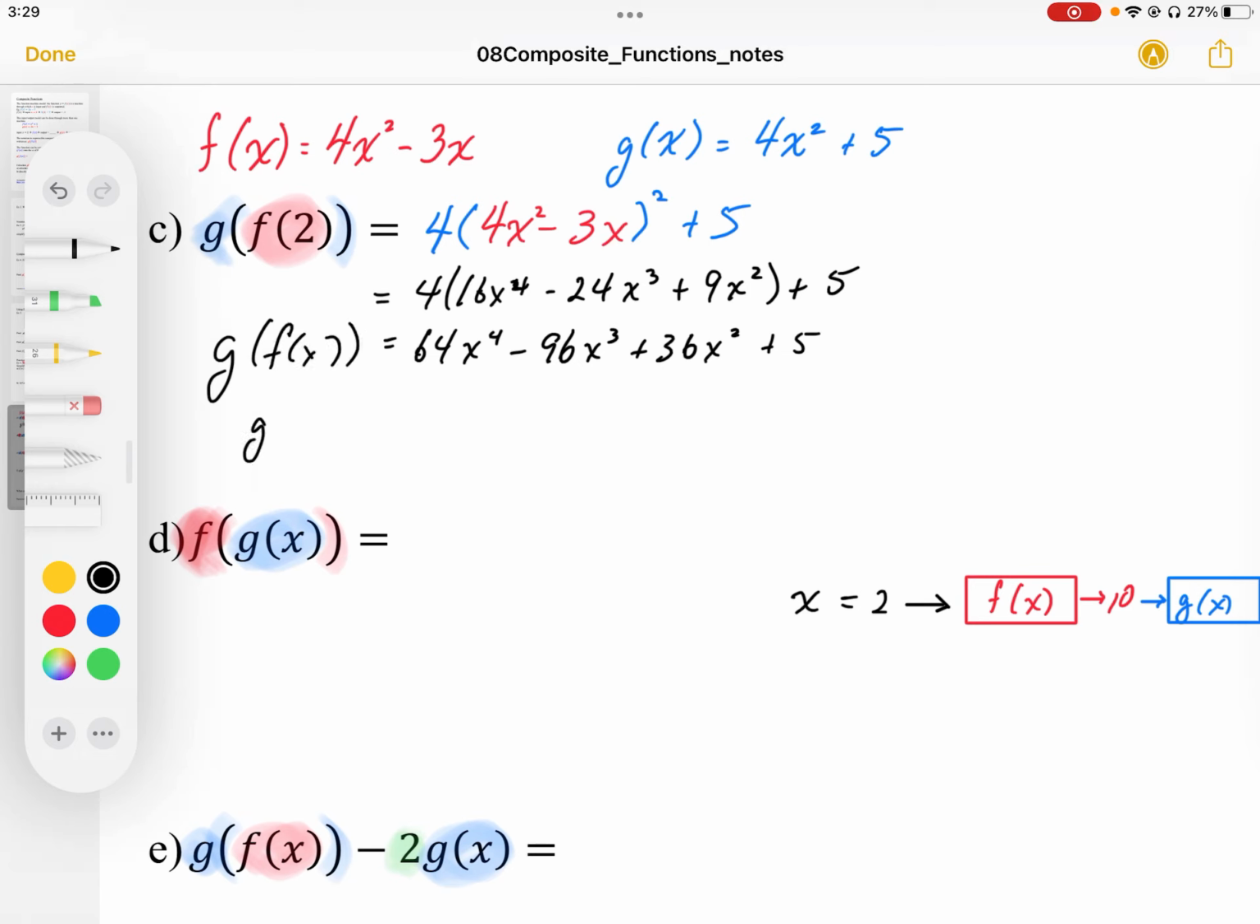And then if I want to do g of f of 2, I'm just going to plug 2 into my equation. Maybe I'll do that in a different color. I'm going to plug 2 into the equation, and I'm going to end up with 64 times 2 to the power 4, minus 96 times 2 to the power 3, plus 36 times 2 to the power 2, plus 5.